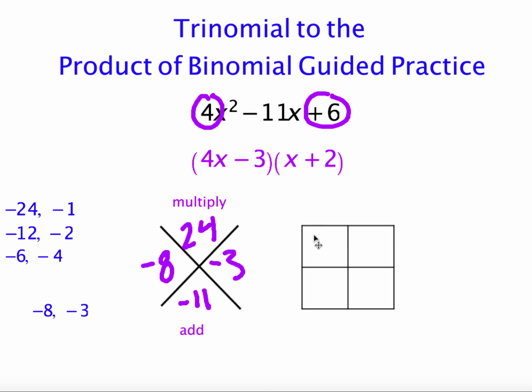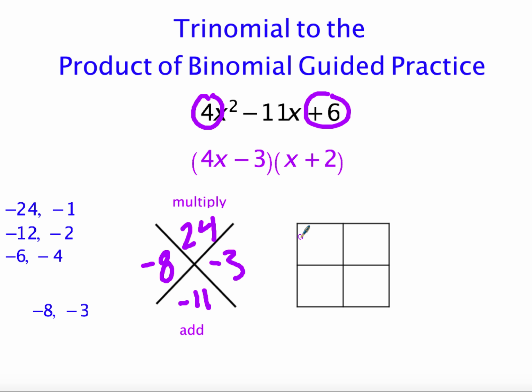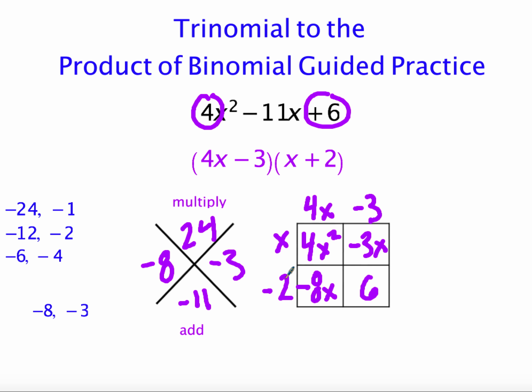Okay, so I'm going to put my 4x squared here. And my 6 from my original problem in the box. And then my diamond gives me my x terms, negative 8x and negative 3x. Working backwards, the GCF of this row is just x, and then the GCF of this row is 4x. What times x gives me negative 3x? That's just going to be negative 3. What times 4x gives me negative 8x? That's going to be negative 2.